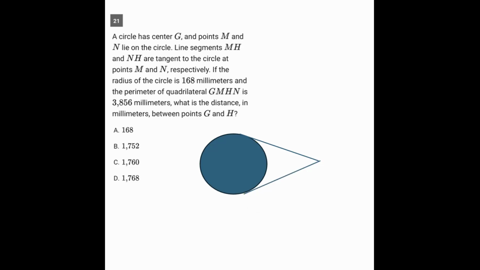So this circle has a center at G, and M and N lie on the circle. MH and NH are both tangent to the circle. So what does it mean to be tangent to a circle? Tangent means that you're hitting at one point, and that at that point, the segment forms a 90-degree angle with the radius.